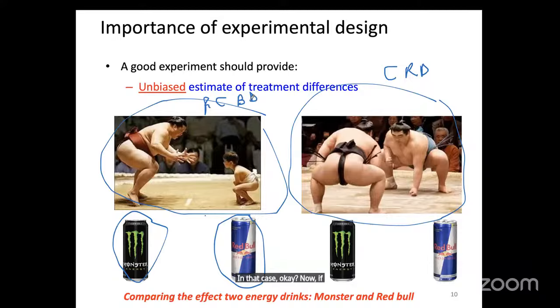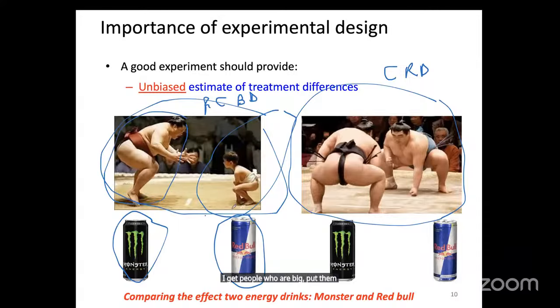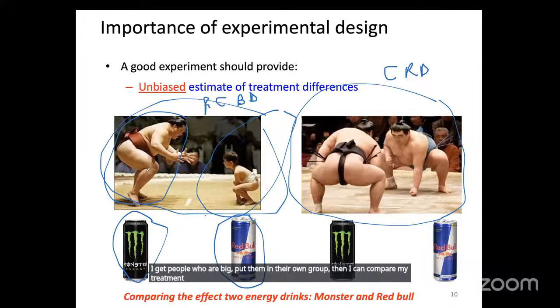Now, if I'm going to define the block, in this case I'm blocking using the size. So what we'll do in this case, I'll get people who are small, put them in their own group. I get people who are big, put them in their own group. Then I can compare my treatment in the group of the people who are big, and I can compare my treatment in the group consisting of small people. So that is what we have here.